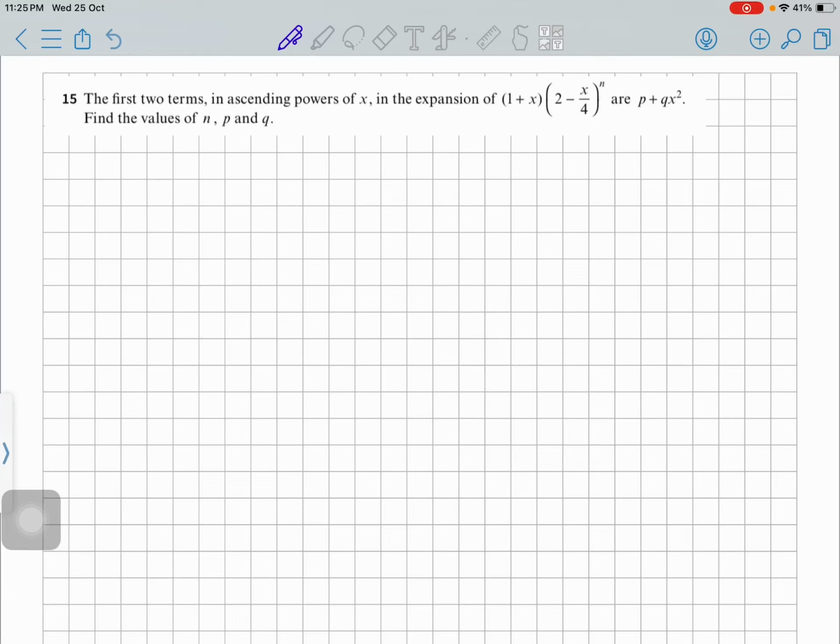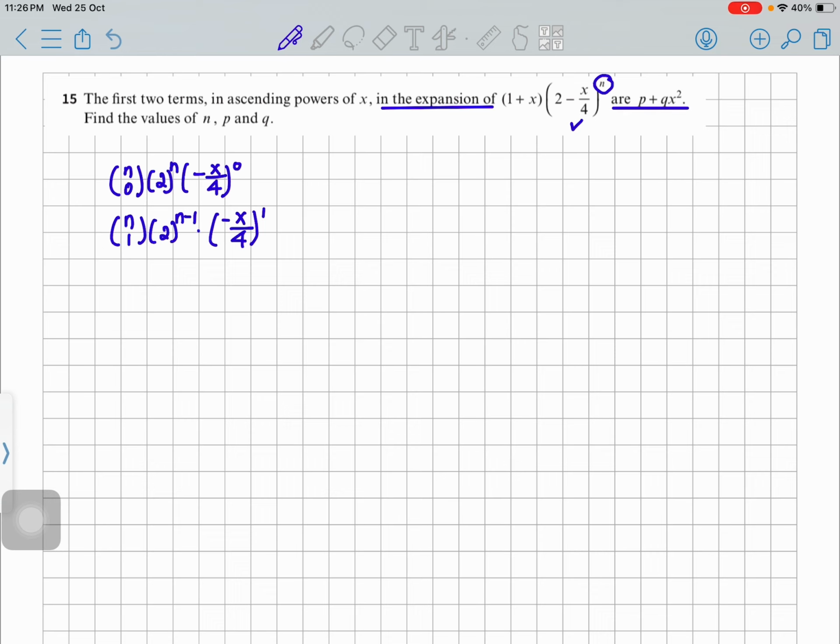The first two terms in ascending power of x in this particular expansion is given as p plus qx squared. So I need to find the value of n, p and q. Okay, so I will begin by expanding 2 minus this particular bracket because it has a power of n. In that case, I will do n choose 0, 2 power n, and of course it's a 1. But if you want to write the power of 0, go ahead. Then n choose 1, 2 power n minus 1, negative x over 4, power of 1.